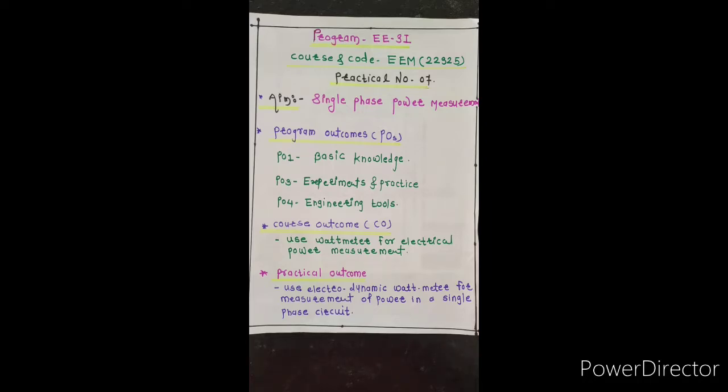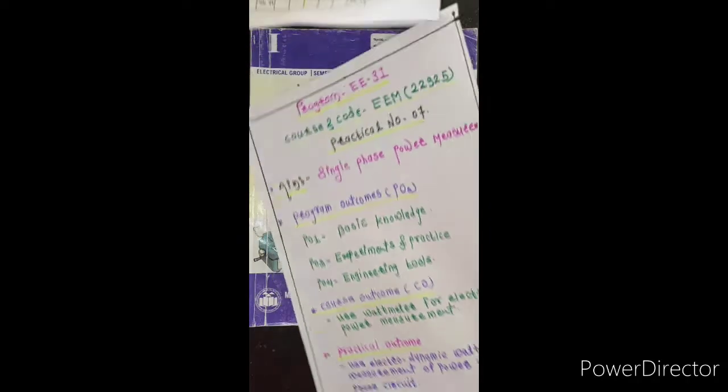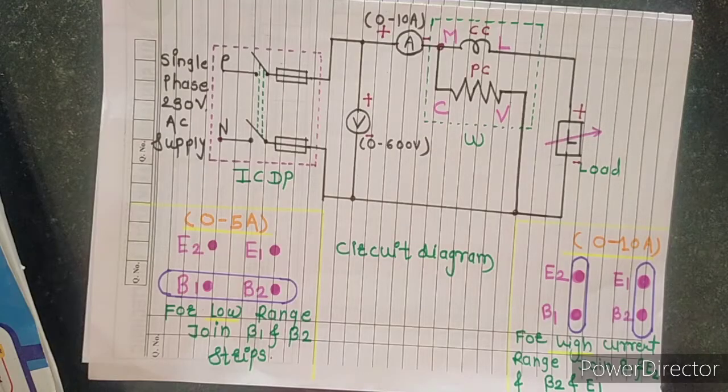Next one is experiments and practices. For the conduction of this practical, we have resources or equipment like ammeter, voltmeter, single phase auto transformer, connecting wires, wattmeter, the type of wattmeter being electrodynamic type, resistive load bank, etc. Next, towards the circuit diagram of the practical. Now we will see the circuit diagram for the practical.